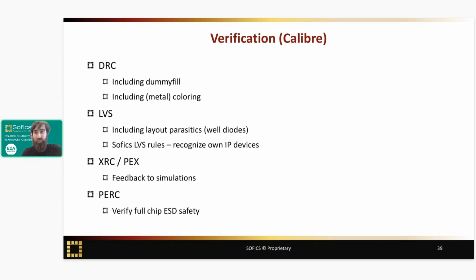Then we have the LVS, where we definitely include the layout parasitics, for example, the well diodes. Again, since we are talking about overvoltage tolerant things, incorporating these is very important. We also make our own IP devices, so in order to check them with LVS, we write our own LVS rules, so these get recognized. Of course, after the layout, we need to check if the design still works, and we do this via XRC or parasitic extraction, which feeds back to the simulation. And lastly, you can use PERC to check the full chip ESD safety.